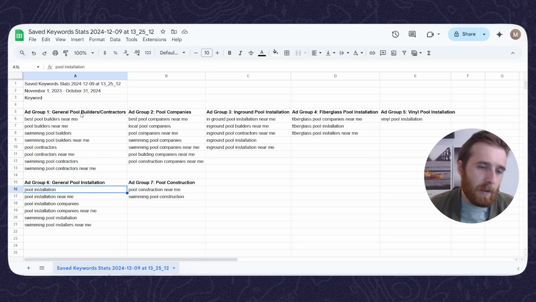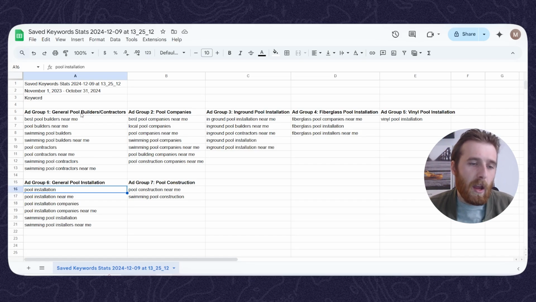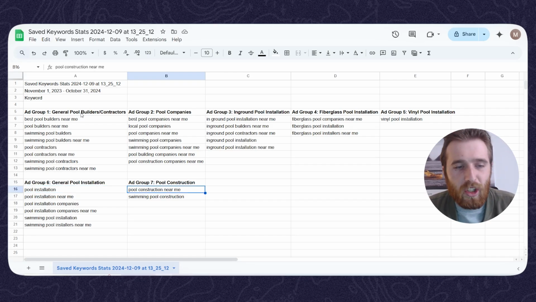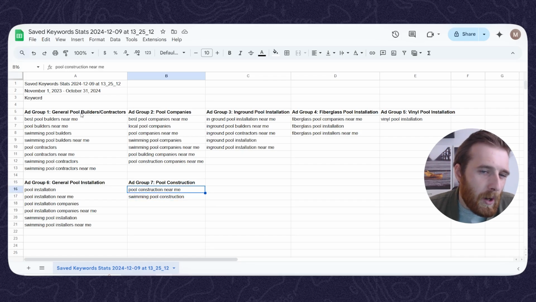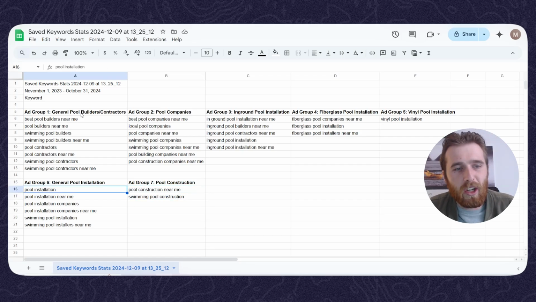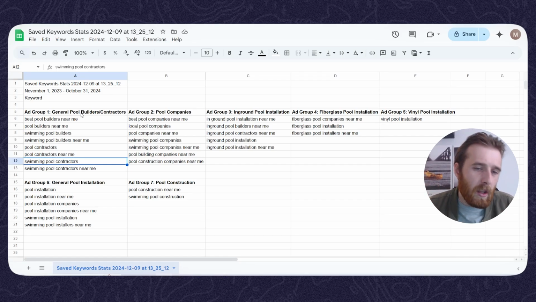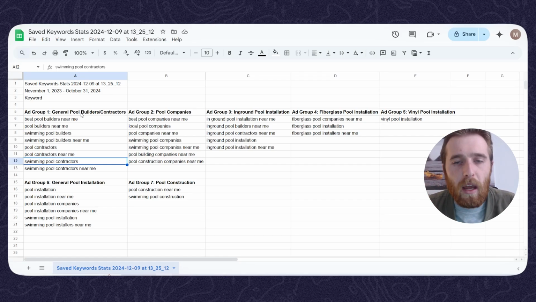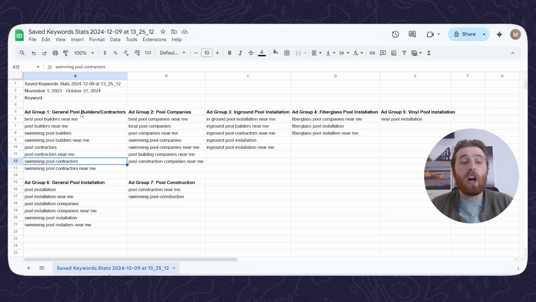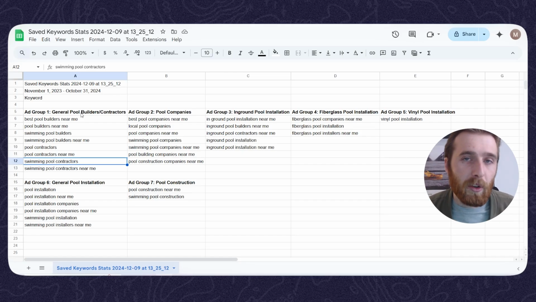Pool installation near me, companies near me, swimming pool installation, swimming pool installers, all essentially very general stuff here. And the final one is just pool construction. Honestly, I probably could have combined pool companies, construction, and builders near me, but that's just a lot of keywords in one ad group. And we could always add on more as we go as well. But honestly, not super complicated, and it's all built on intent.